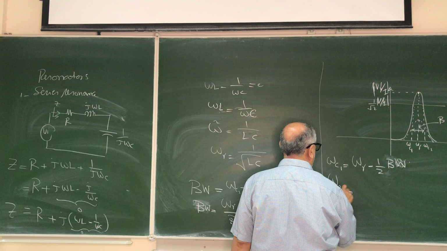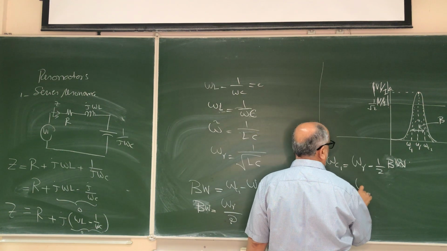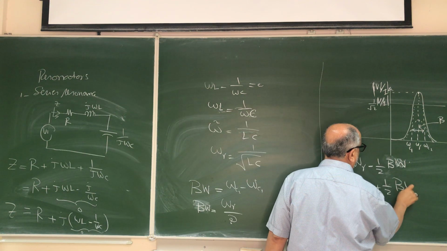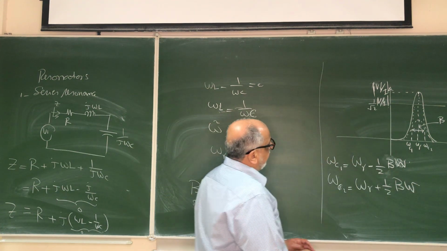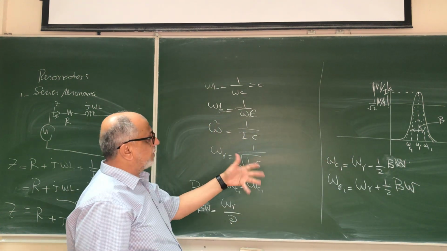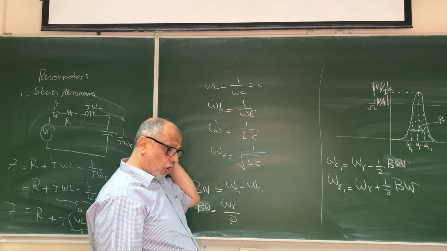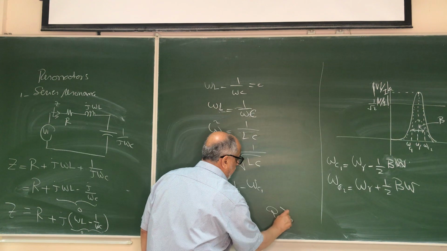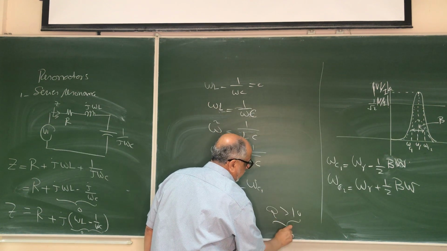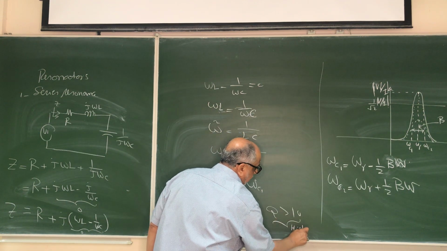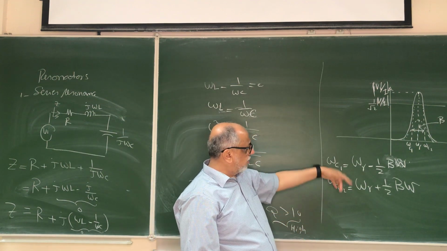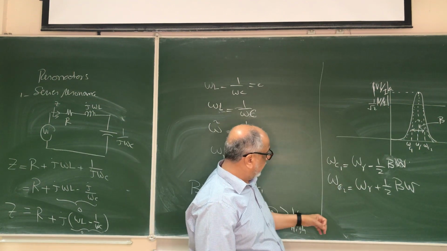and omega C2 is equal to omega R plus half of the bandwidth. So this is the easiest way to find them, if we assume a symmetrical response or high Q. How high is high? Q is greater than 10. So if Q is greater than 10, we can say this is a high Q, and in this case we can simply use these equations to find omega C1 and omega C2.